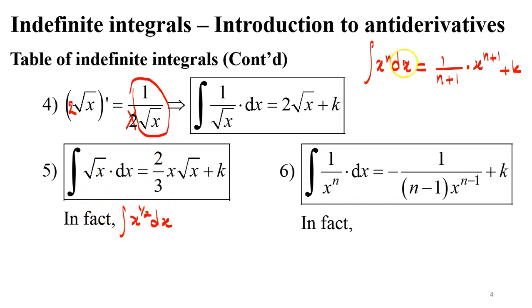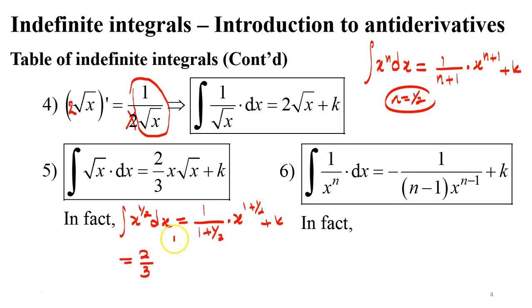So over here, applying the power rule for n equals to half, that would give me 1 over 1 plus half times x to the 1 plus half, of course, plus k, the constant of integration. So 1 plus half is 3 over 2. So we would have 1 over 3 over 2, which is the reciprocal of 3 over 2, which is 2/3, times x to the 3 over 2 plus k.